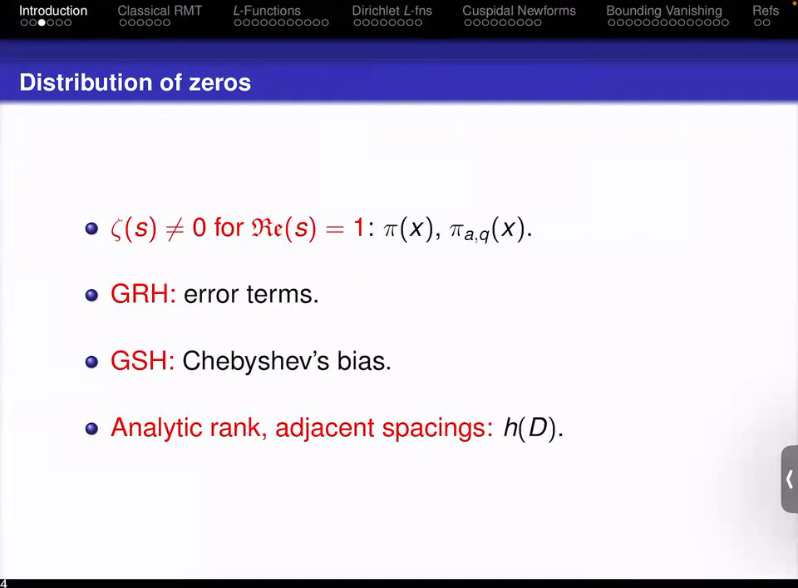That's where the generalized Riemann hypothesis comes into play. If you want to talk about Chebyshev's bias, the prevalence of primes for the most part, 3 mod 4 over 1 mod 4, you need the grand simplicity hypothesis.